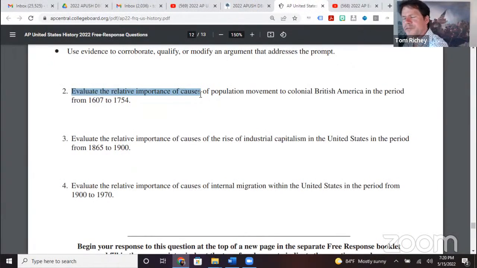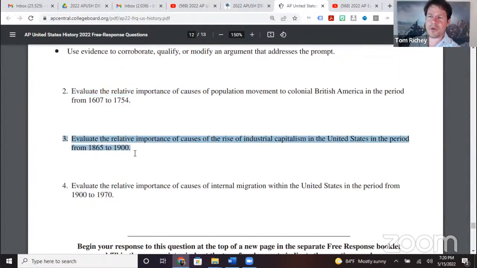the relative importance of slavery, how much did it lead to the Civil War? Now, what would happen if that question were here? It would say, evaluate the relative importance of different causes of the American Civil War. Now, I actually did a question that was very similar to this.